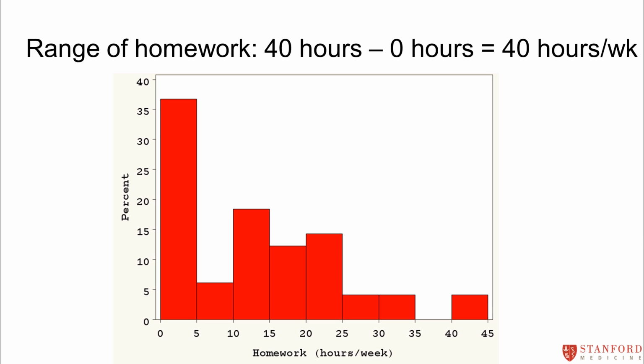The range is easy because it's just the difference between the largest and smallest observations, but that's very useful information. For example, when I asked my students about how much homework they did in hours per week, I got a range of anywhere from 0 hours per week all the way up to 40 hours per week. So my range is 40 hours per week. So it's quite a wide range. It gives you a sense that the data is fairly variable here.